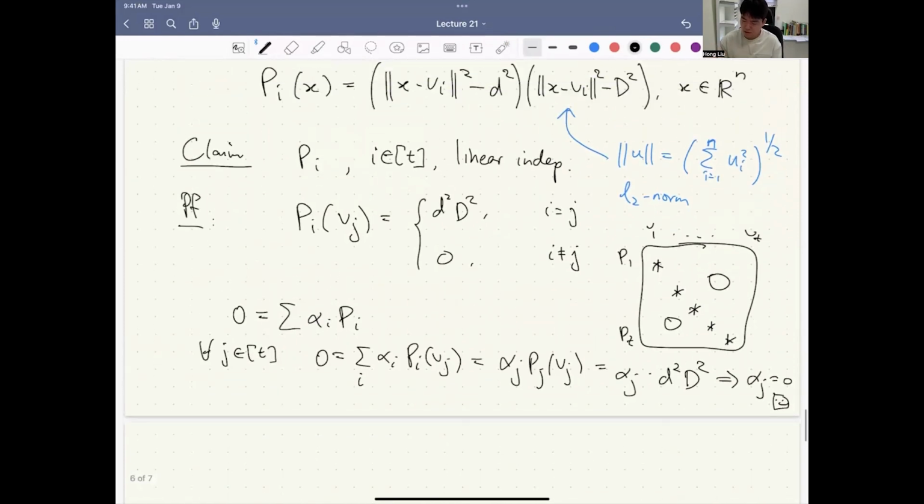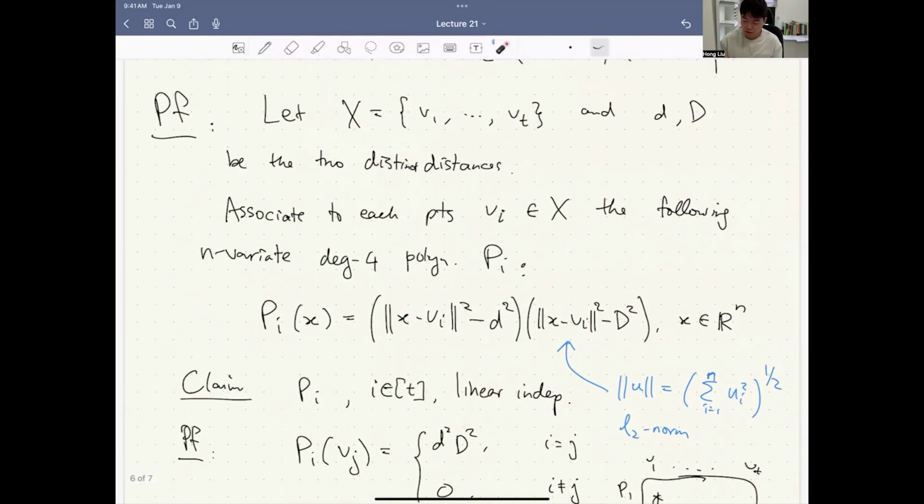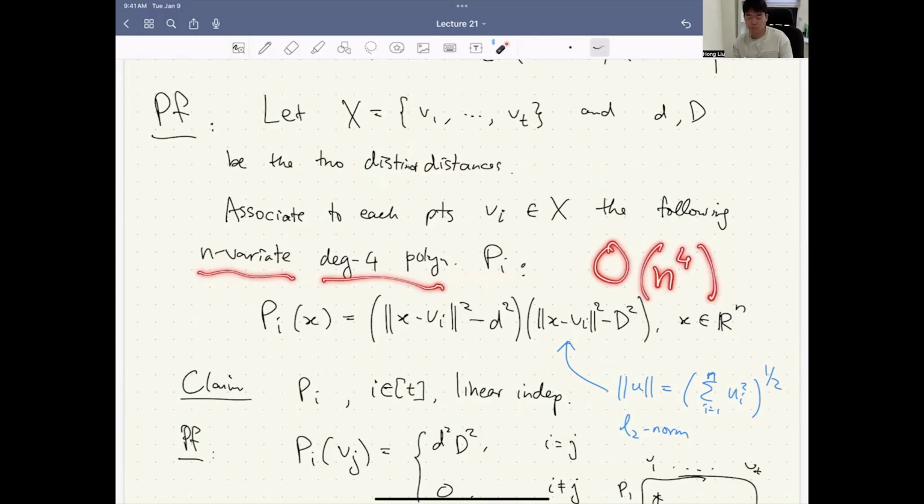Good. All we need to do now is to say that the space they live in has low dimension. These are n-variate degree 4 polynomials. If you collect all degree 4 monomials, there are big O of n to the 4 of them, right?